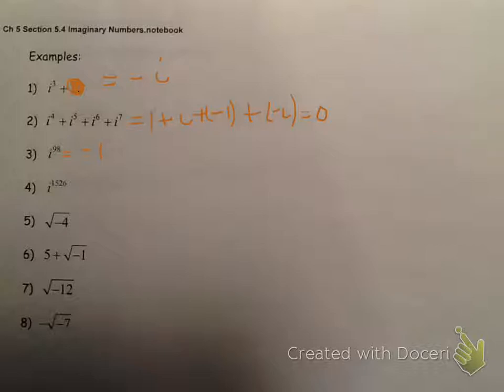Okay, again we have our pattern. I, 1, the 2 in the middle are negative. So 1526, do the same thing. Divide by 4.